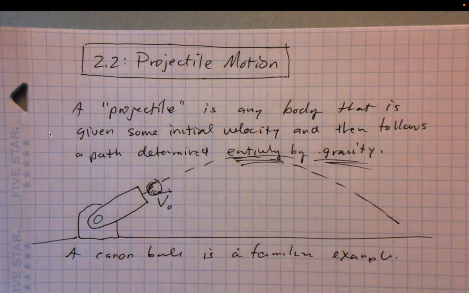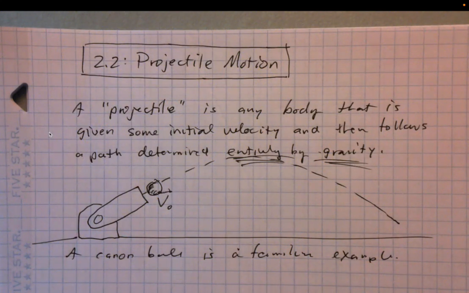Now, as I said at the onset, its path is determined entirely by gravity, and sometimes air resistance can be important as well. For our examples in this section, in 2.2, we're not going to worry about air resistance. We'll come back to it later, and we'll deal with projectile motion with a little more rigor. We'll talk about air resistance in particular. But for now, we're just going to assume that the situation is like that of a cannonball, where there is no air resistance.